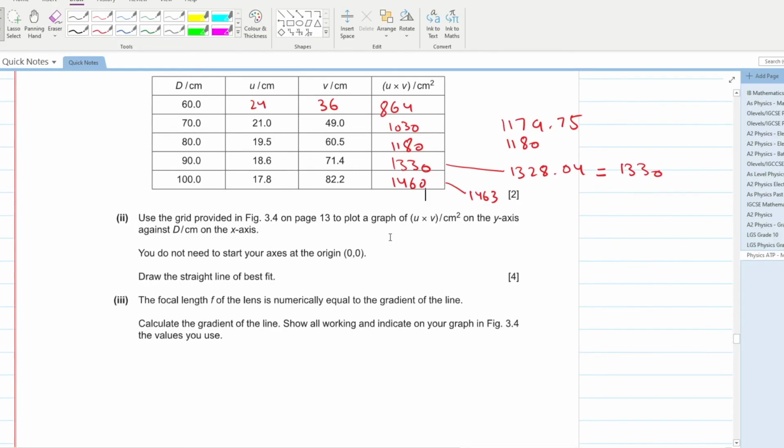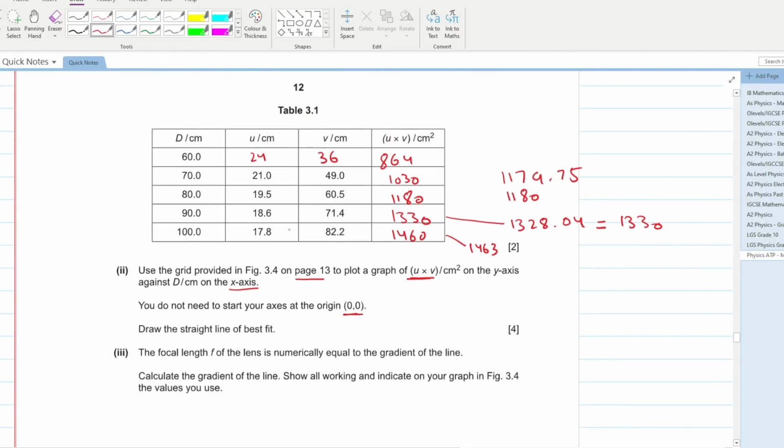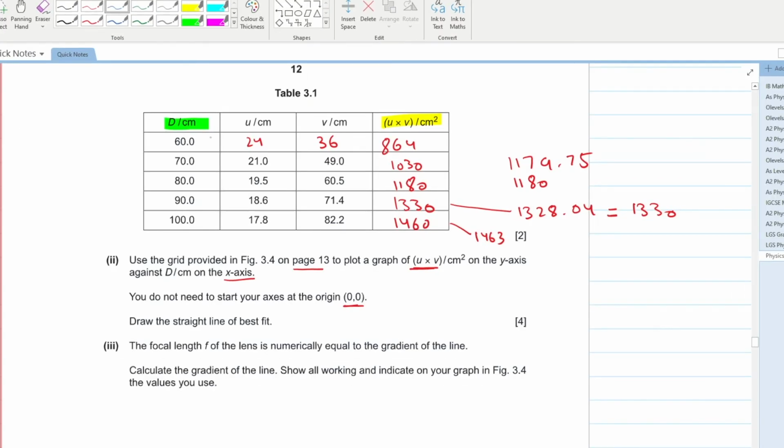Okay. Use the grid provided in figure 3.4 on page 13 to plot a graph of u times x on the y-axis against d/centimeters on the x-axis. You do not need to start your axis from the origin. Draw the straight line of best fit. Okay. So on the y-axis, we have to plot these values. And on the x-axis, we have to plot these values. So we have to basically plot d on the x-axis and u into v on the y-axis.